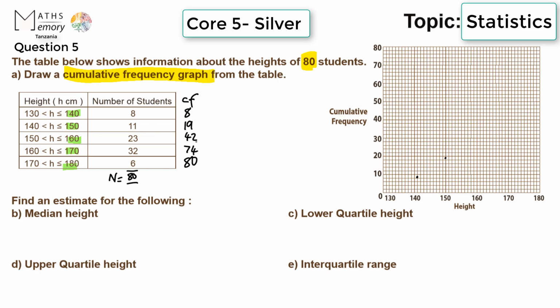Right, 42 pupils have a height of 160 or less. So 160 across, 42 up. 170 across, 74 up. And 180 across and 80 up over here. Let's do a smooth curve from 0 to 0.